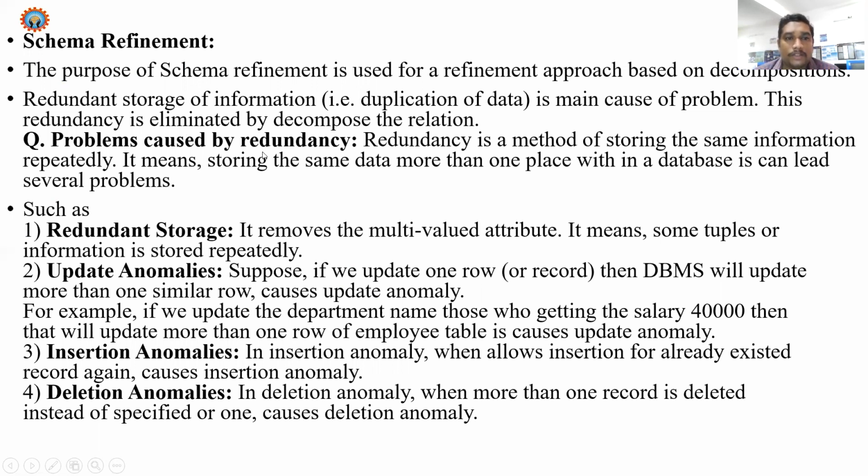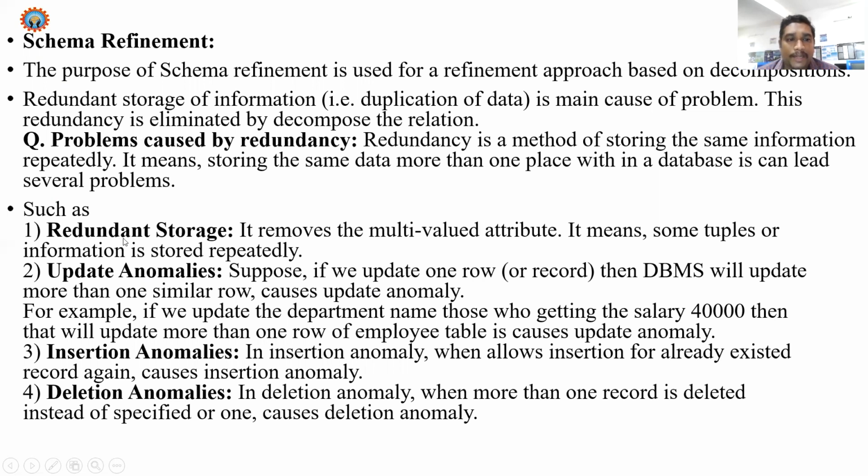Okay, so the problem caused by redundancy is a method of storing the same information repeatedly. So already we know that duplication is nothing but storing the same information repeatedly. It means storing the same data in more than one place within a database can lead to several problems. Now, what are the problems we discussed here? We have 4 problems: redundant storage, update anomalies, insertion anomalies, and deletion anomalies. These are the 4 problems that arise when there is redundancy in your database, in a relation, or in a table.